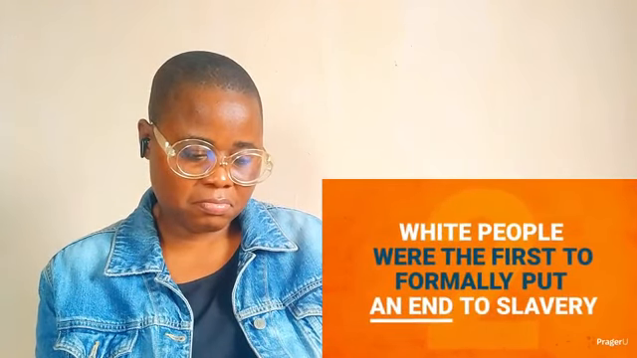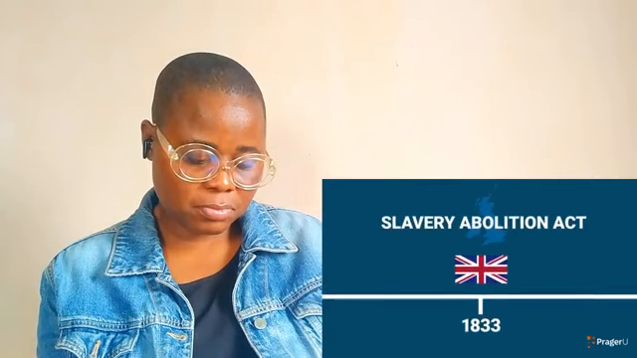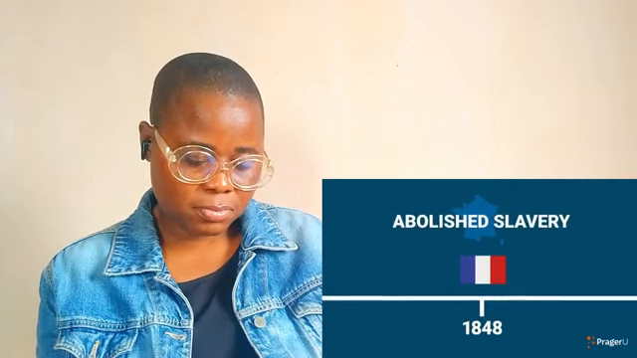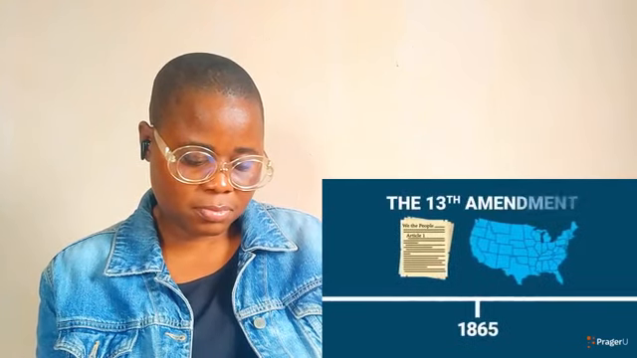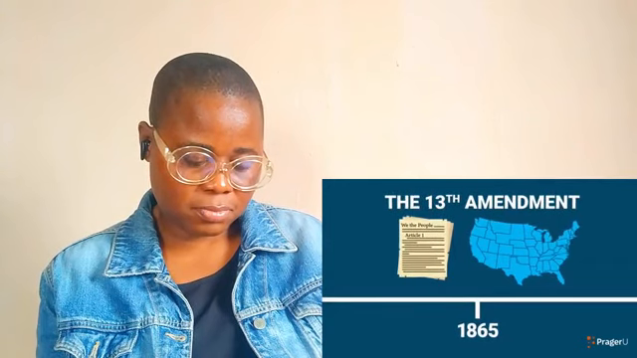Here's the second thing you need to know. White people were the first to formally put an end to slavery. In 1833, Britain was the first country in the history of the world to pass a slavery abolition act. They were quickly followed by France, who in 1848 abolished slavery in her many colonies. Then, of course, came the 13th Amendment in the United States Constitution. After centuries of human slavery, white men led the world in putting an end to the abhorrent practice. That includes the 300,000 Union soldiers, overwhelmingly white, who died during the Civil War.